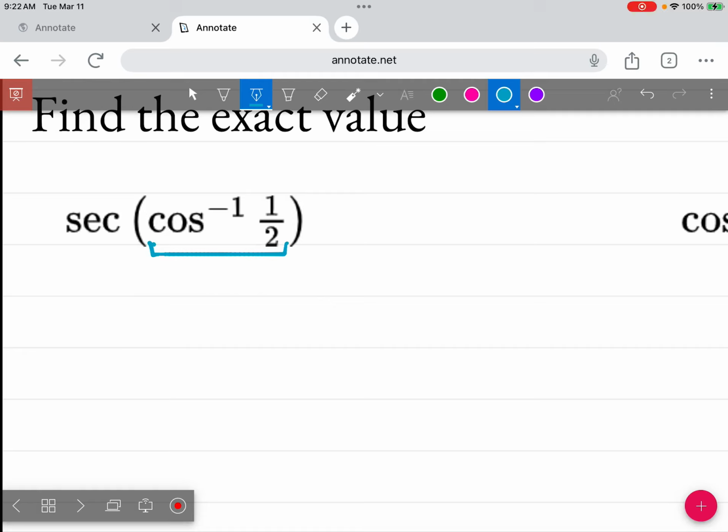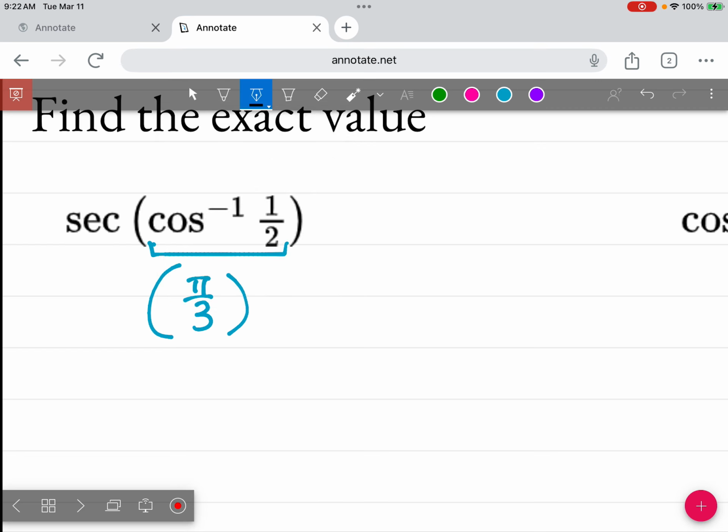So we're going to look at our inverse cosine of 1/2 first. When we're looking at that, we want to see what angle on the top half of our unit circle has a cosine of 1/2. That is a unit circle value. Our cosine of positive 1/2 is going to be our angle pi over 3. So the angle that has a cosine of 1/2 means this is pi over 3.